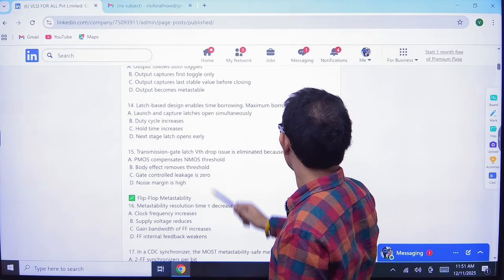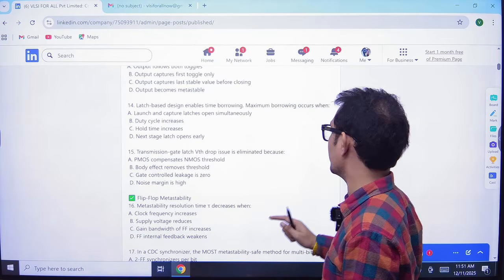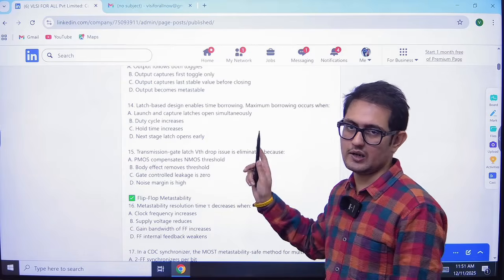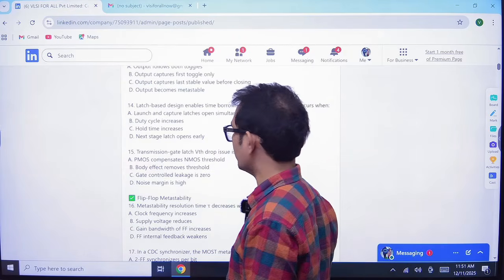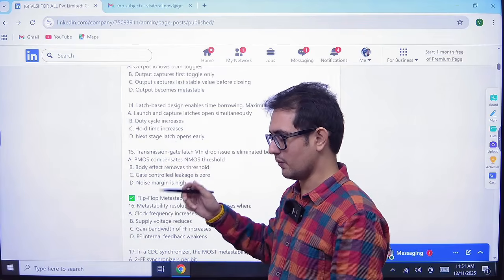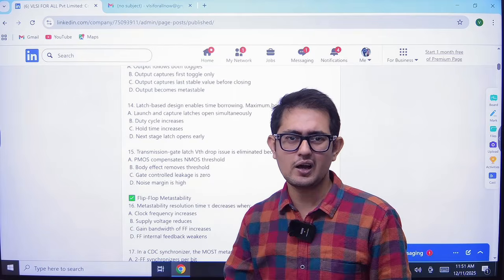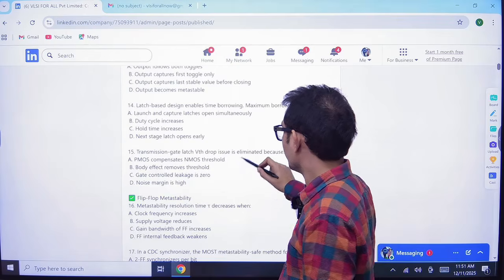Latch enables time borrowing. Maximum time borrowing will be when the launch and capture latches open simultaneously, right? There is one waveform diagram also that you can see. You will easily find a video on YouTube, on some other YouTube channel, or just Google it. It will hardly take 20 minutes to learn this concept, but this is a very important concept.